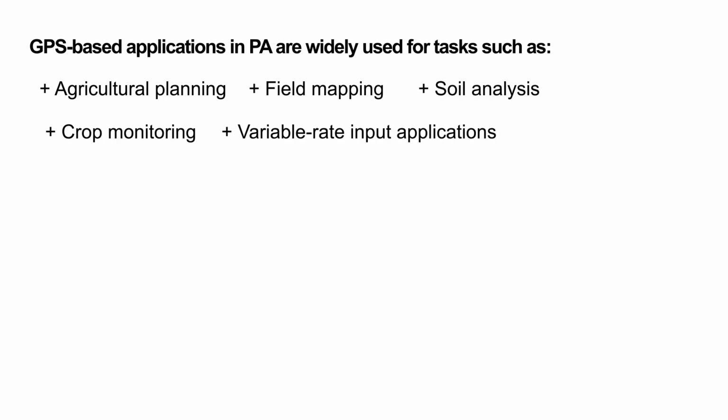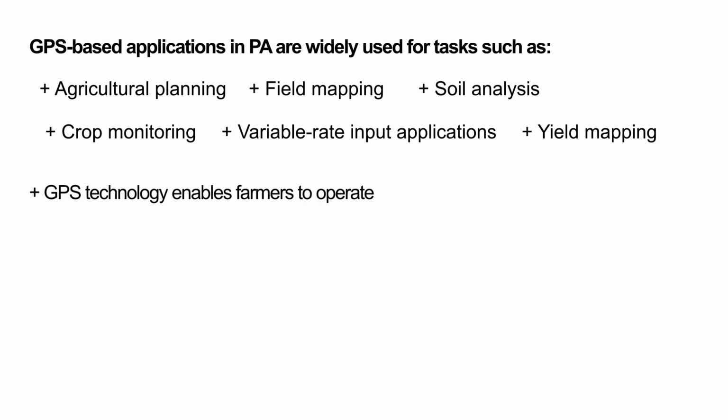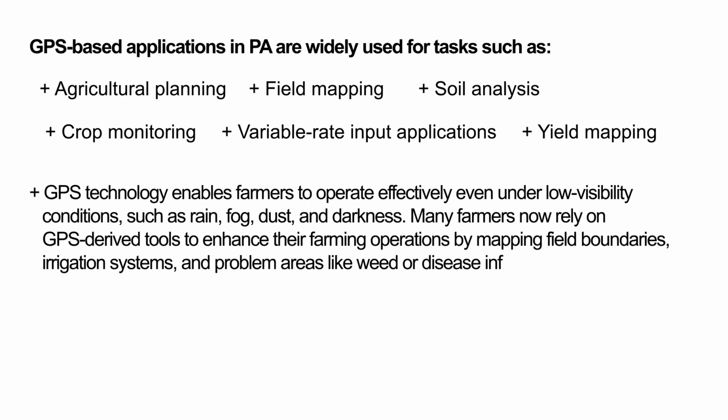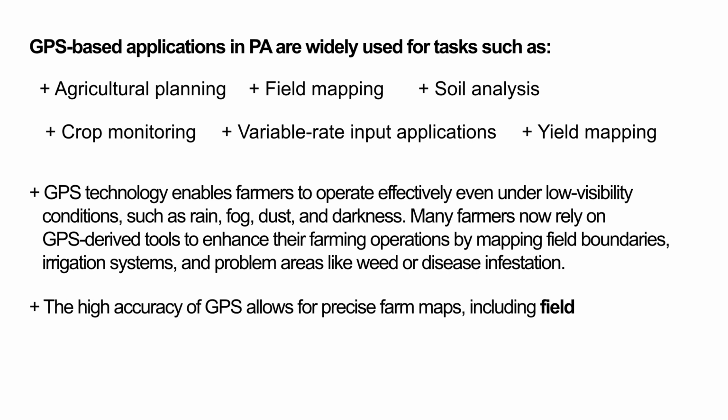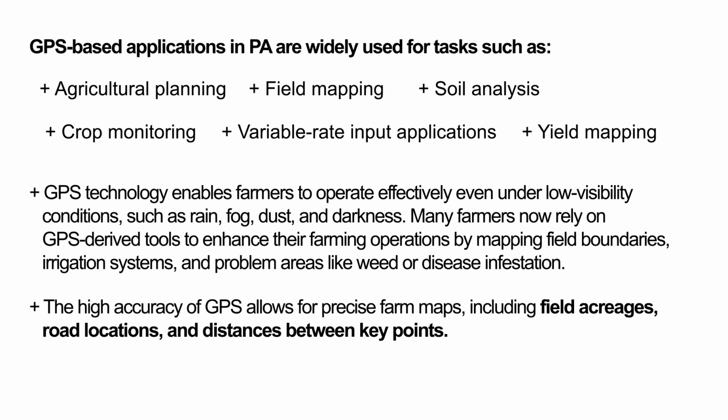GPS-based applications in Pennsylvania are widely used for tasks such as agricultural planning, field mapping, soil analysis, crop monitoring, variable rate input applications, and yield mapping. GPS technology enables farmers to operate effectively even under low visibility conditions, such as rain, fog, dust, and darkness. Many farmers now rely on GPS-derived tools to enhance their farming operations by mapping field boundaries, irrigation systems, and problem areas like weed or disease infestation. The high accuracy of GPS allows for precise farm maps, including field acreages, road locations, and distances between key points.